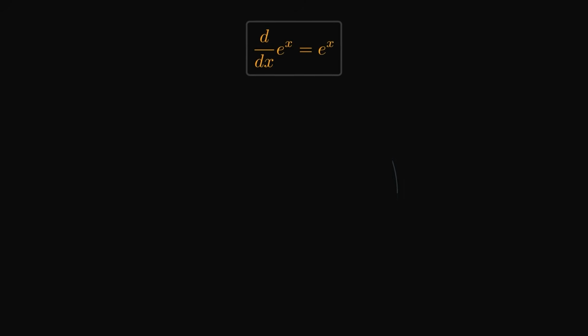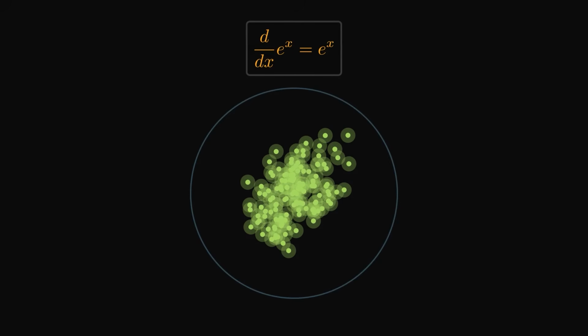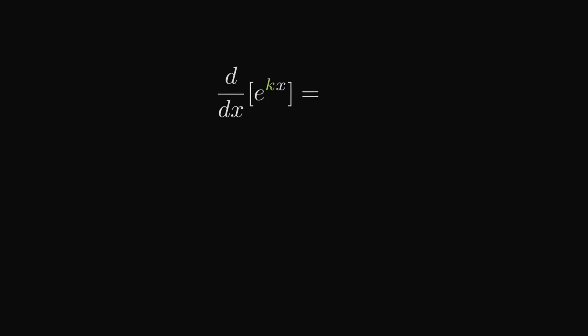Now, to put this into perspective, let's imagine we have a population of bacteria, okay? And every single bacteria unit splits into 2 at a rate proportional to how many bacteria there currently is. This means that the more there are, the faster they grow. That's self-reinforcing growth, and that's e to the x. To represent this generally, we'd say that d dx of e to the kx is equal to ke to the kx, okay?